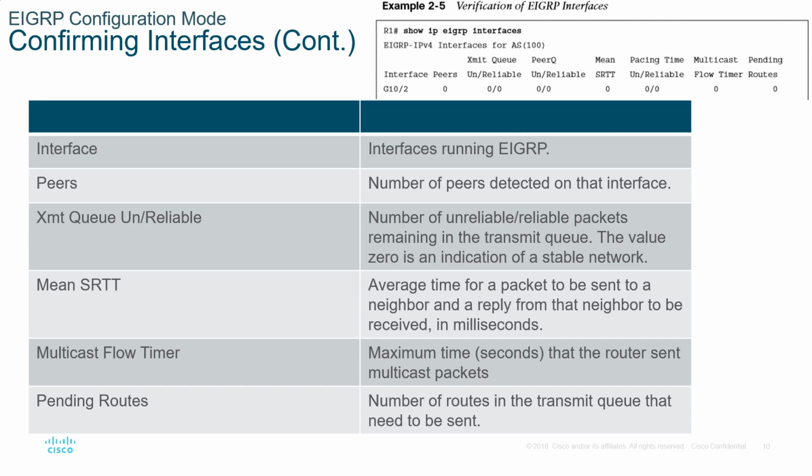Next one is our multicast flow timer, which is over here, and this is the maximum time in seconds that multicast packets are sent. Pending routes are the number of routes that are in the queue to transmit that haven't been transmitted out yet.